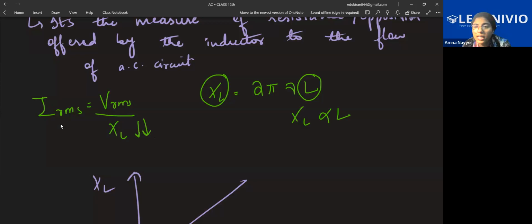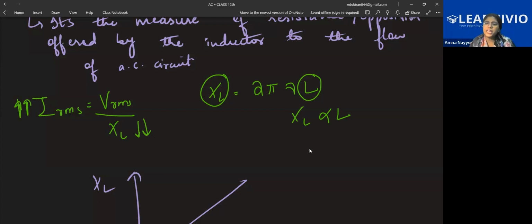What will happen to the current? Current will be more. Correct. Current will be more because there is no opposition to the flow of electrons.